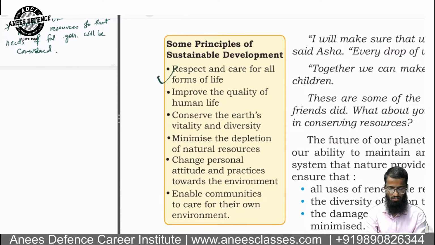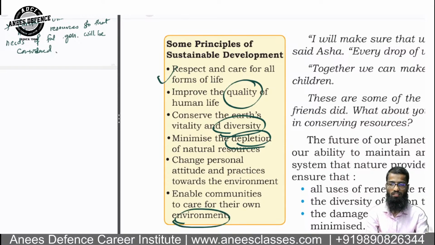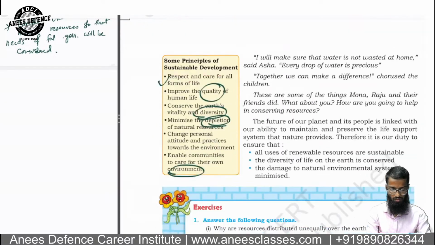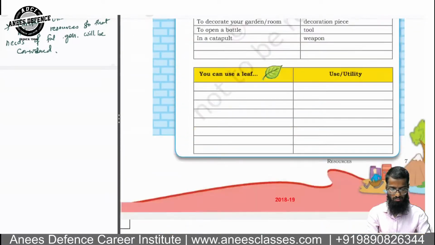Improve the quality of human life, conserve the diversity and the liveliness, that is called as vitality, and minimize the depletion of the natural resources, right? Enable communities to take care of their own environment. Okay, so that was chapter 1.